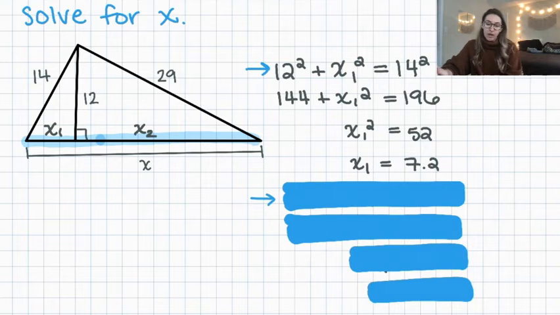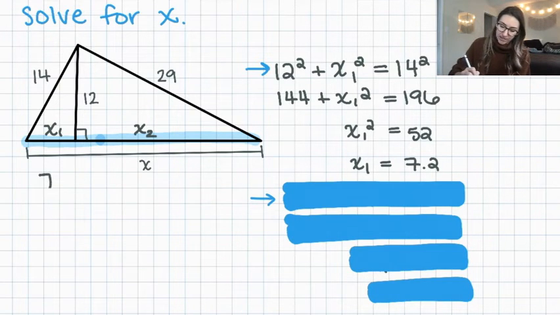Sometimes we'll leave that as a radical, but because we're going to be doing more than one step here, it's easiest to write it as a decimal for this example. Okay, so now we have that this portion is 7.2. So we need to go ahead and find the other portion now.